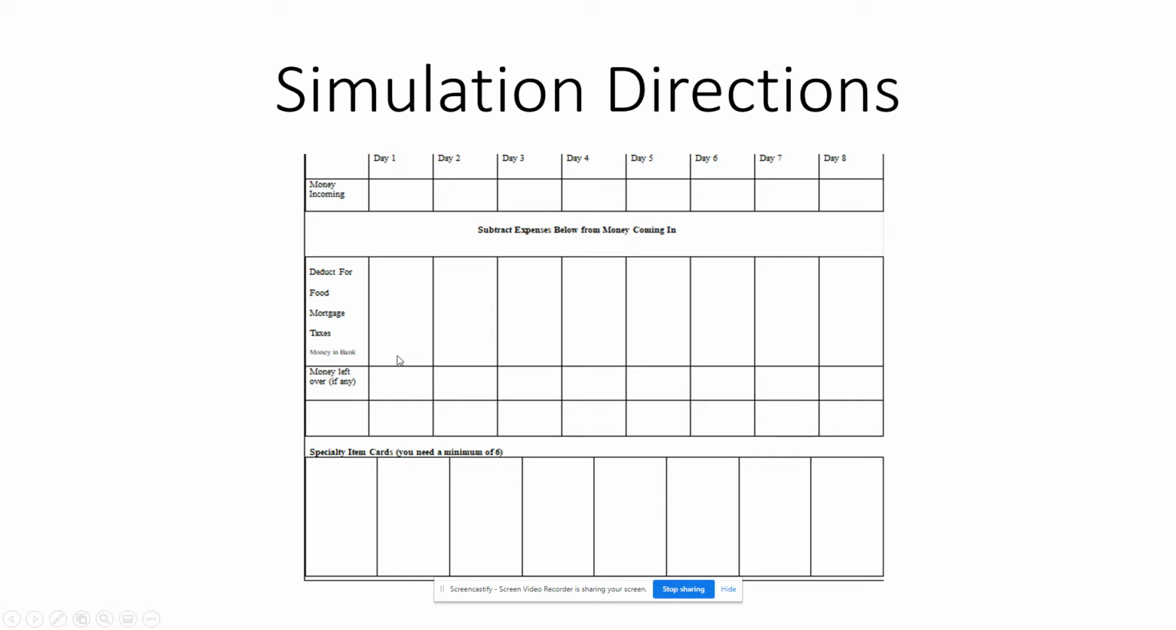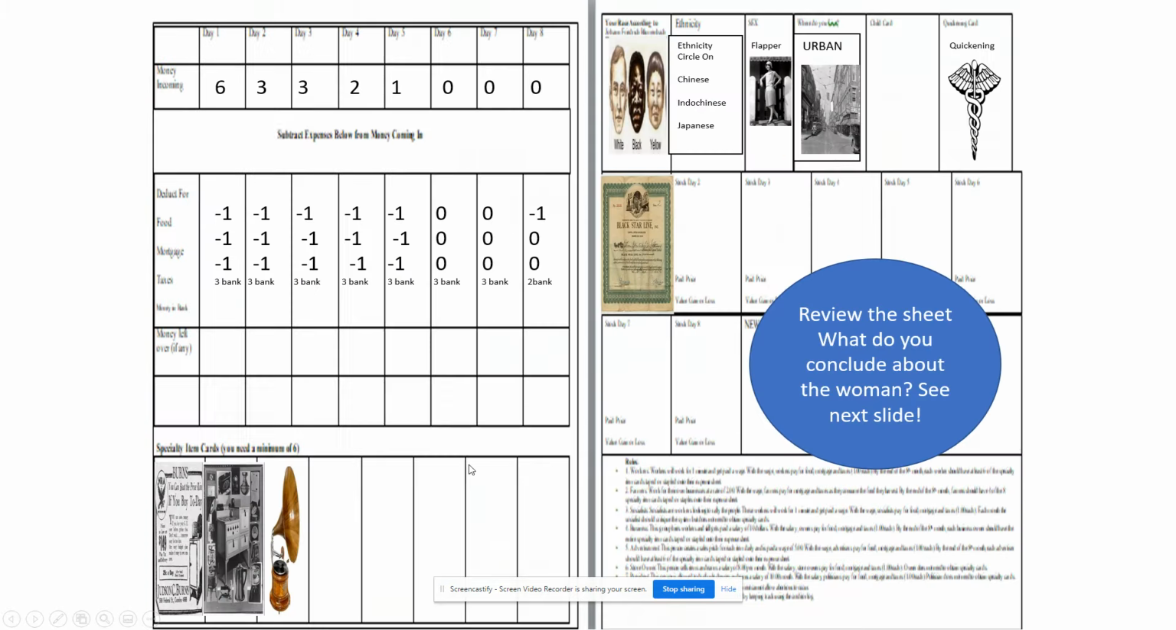If I decide I'm not going to put it in the bank, then I just say, hey, my money left over here is 2, which means 0 is in the bank. And if I decide to purchase any of the specialty items, notice you need a minimum of 6. A specialty item would be purchased through the store. So I would go to the person playing the role of store, give them the money that I have, verify that I have the amount, and then they would give me the card that I could then attach here, because you do need a minimum of 6.